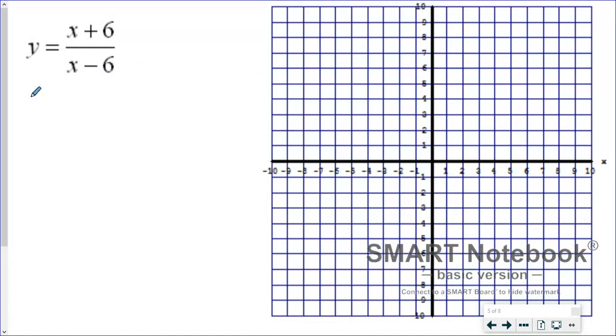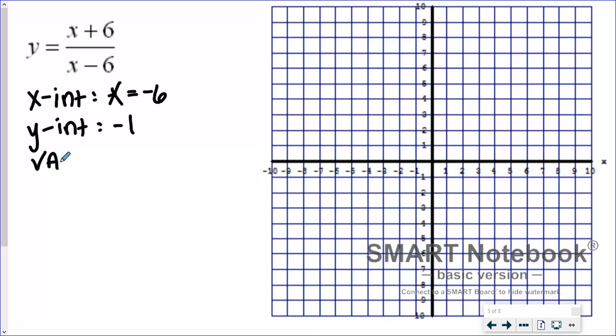All right, so first again, we'll find our x-intercept. We set the top equal to 0 and solve. So we will get x is equal to -6. Our y-intercept, plug 0 in for x, so we get 6 over -6, which is -1. Vertical asymptotes, we set the denominator equal to 0 and solve, so x is equal to 6.